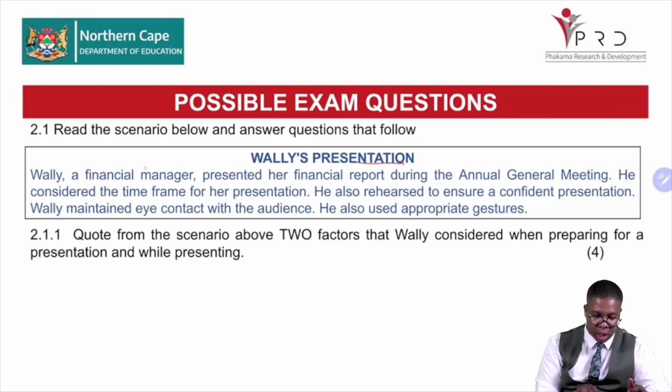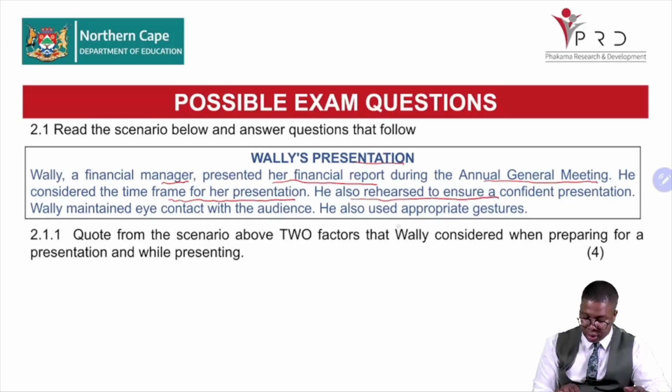Wali's presentation. Wali is a financial manager and presented a financial report during the annual general meeting. He considered the time frame for his presentation, and he also rehearsed to ensure confidence in the presentation. Wali maintained eye contact with the audience, and he also used appropriate gestures. Then 2.1.1 says, quote from the scenario above two factors that Wali considered when preparing for a presentation and while presenting. So this is for 4 marks.